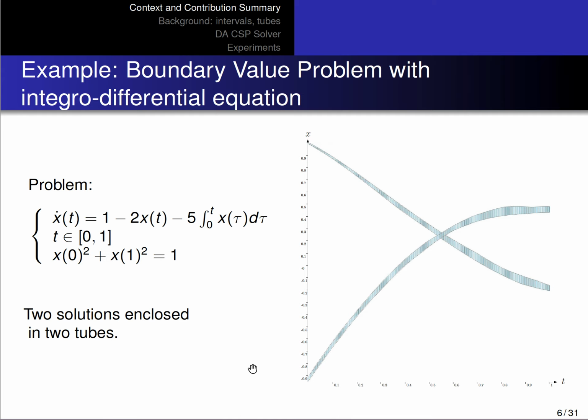As an example of what kind of system our generic solver can handle, we show a system with an integro-differential equation, not an ODE here, and instead of a usual initial condition, this so-called boundary value problem must satisfy a constraint between the initial time 0 and the final time 1. And as you can see in the figure, this exact deterministic solver can approximate the two trajectories by small tubes. This slide ends the summary of this work.